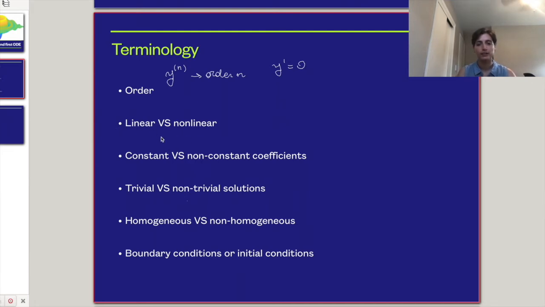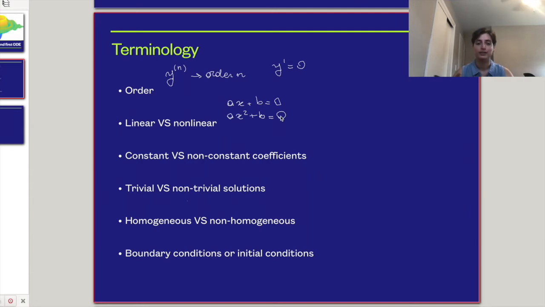Then there is linear versus nonlinear. As you know from algebraic equations, things like ax plus b equal to 0, this is a linear equation. And ax squared plus b equals 0 is nonlinear. It's much easier to solve linear equations than nonlinear, and it's the same in ODEs, except that we're talking no more about just sums being linear and products of unknowns being nonlinear, but we're also talking about derivatives.